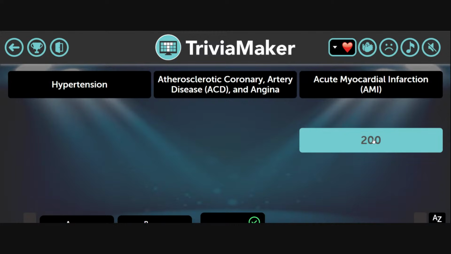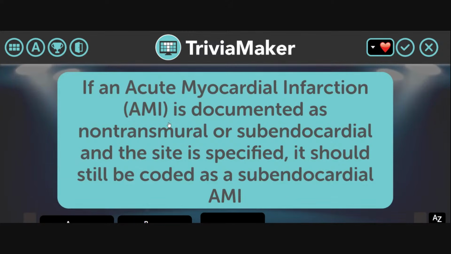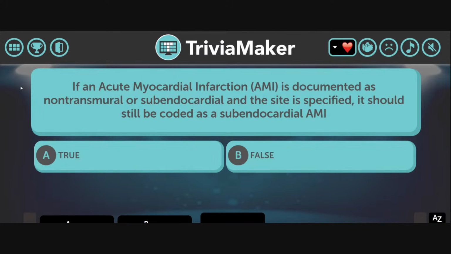All right, and now we are on our last question for our warm-up. Let's end on a great note. You guys have been killing this whole game, so I know you got it. Okay, oh, this is a long one. Okay, so true or false? If an acute myocardial infarction, or AMI, is documented as non-transmural or subendocardial and the site is specified, it should still be coded as subendocardial AMI. I know that is, again, a lot of words, so I'll let you guys focus and let me know in the chat.